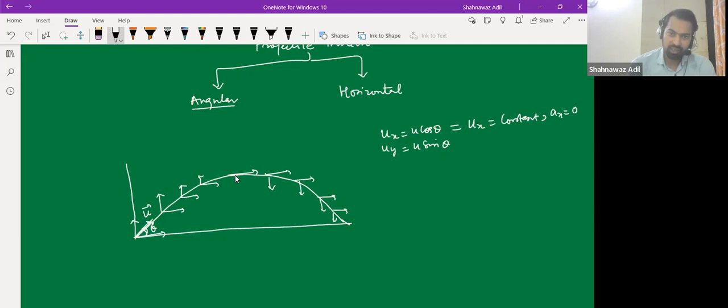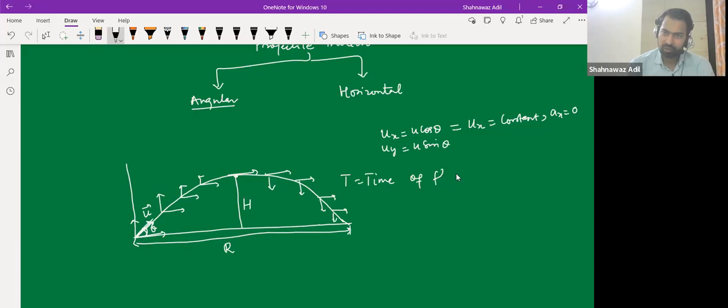And at this point, this is called the maximum height, and this is represented by h. And this horizontal distance, the total distance covered in the x direction, is called the range. And the time in the air is called the time of flight. So these parts, and we have derived that the time of flight is how much, guys?